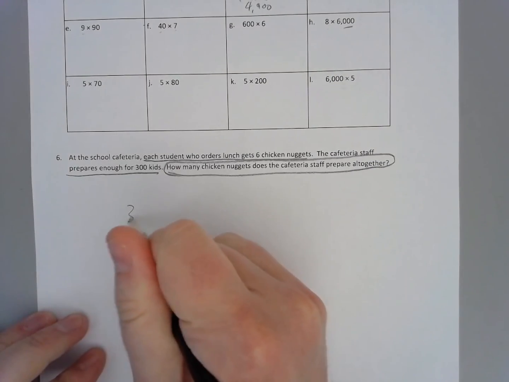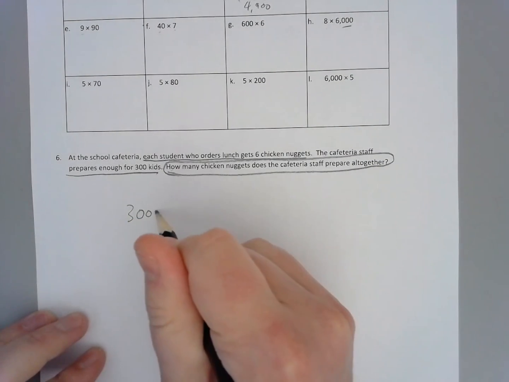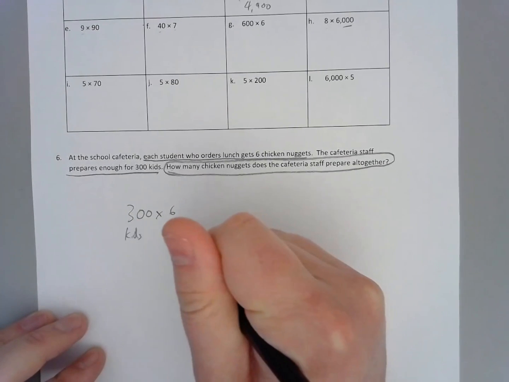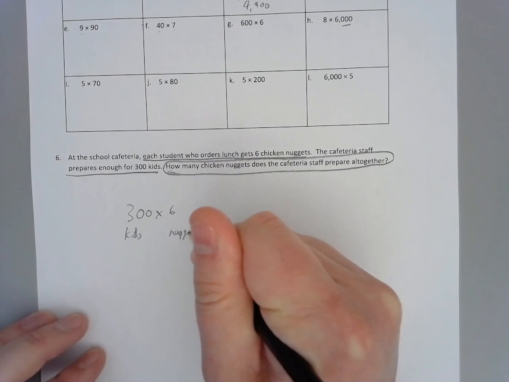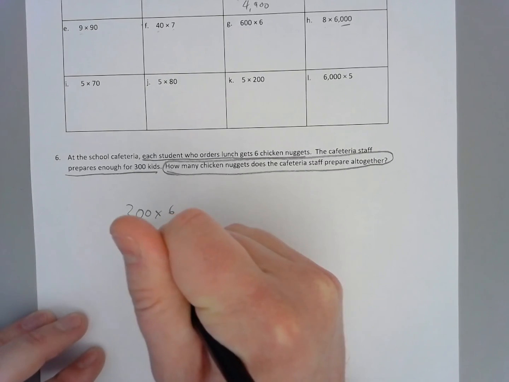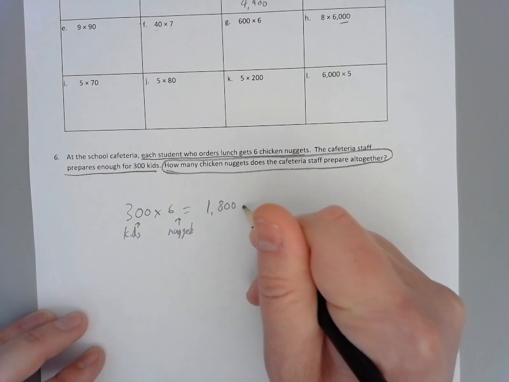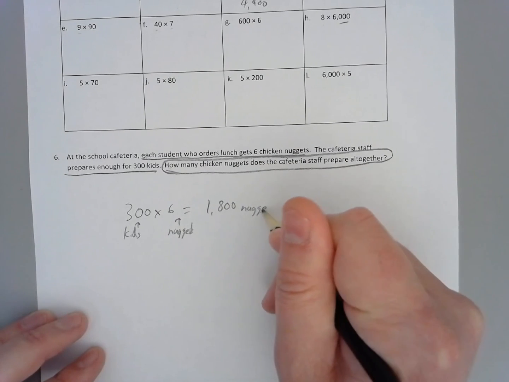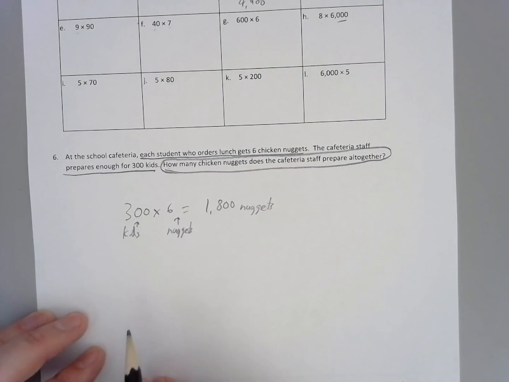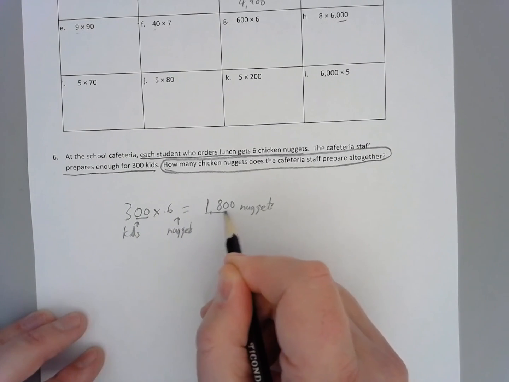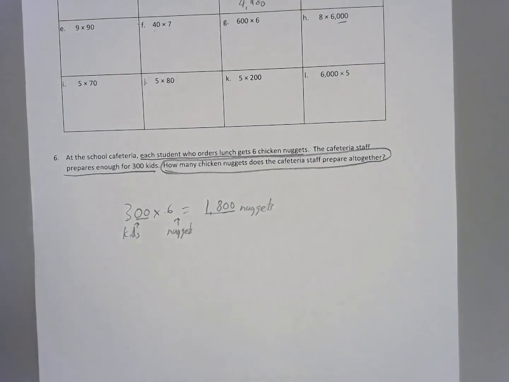So if we have 300 kids times 6 nuggets, so we have our kids, that's our nuggets per kid, that's going to equal 1,800 nuggets. So 6 times 3 is 18. Add your 2 zeros, get 1,800. So there's Module 3, Lesson 5.